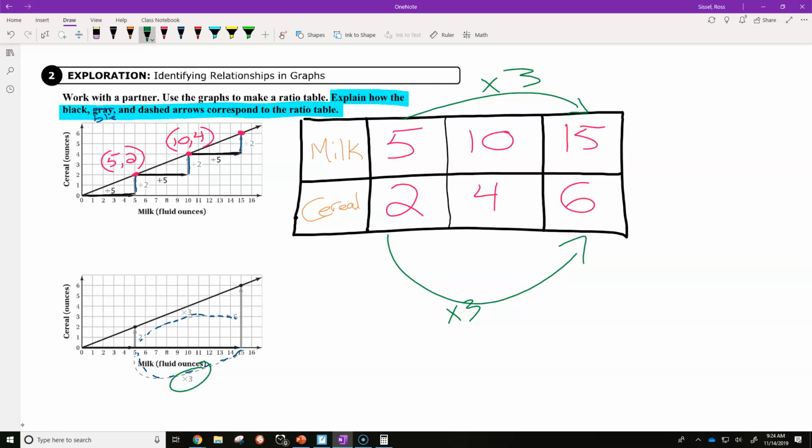Over here, when I added 5 and I added 2, that's because that was our smallest ratio. I went add 5, I got to 10, add 2, I got 4. Add 5, I get 15, add 2, I get 6. If I was to draw one extra box, what would be my next coordinate points? Hudson? 20, 8. Add 5, add 2.